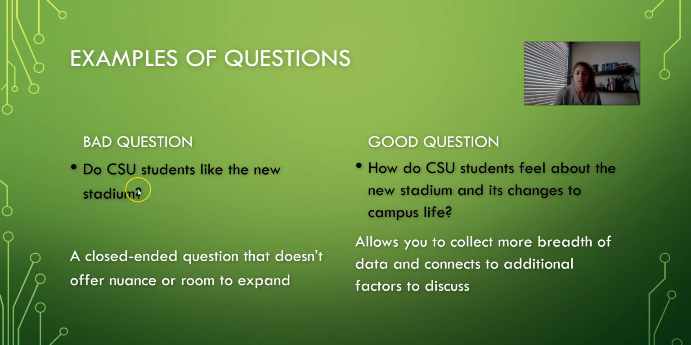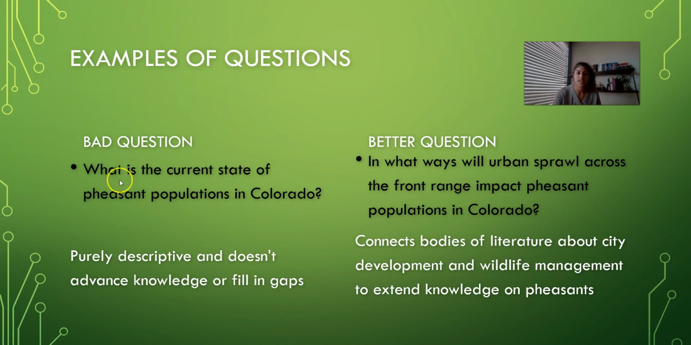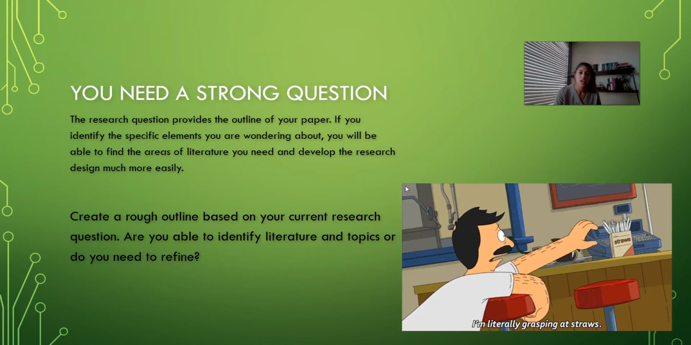Same with this one. Kind of lost. How are you going to organize this paper? Well, with a stronger question, you can talk about student engagement and feelings, and you can really focus and talk about the different changes to campus life throughout your paper, right? And then same with this one. This is literally a tweetable answer, whereas here, you're going to have to research urban sprawl. You can talk about Front Range, and then you can provide the answer. So, a good question is going to give you that outline.